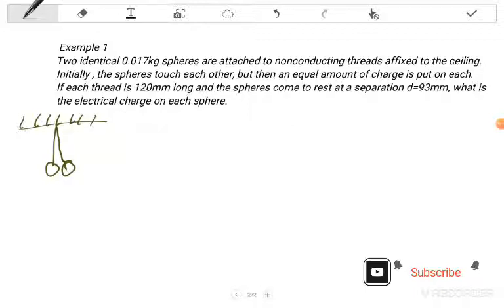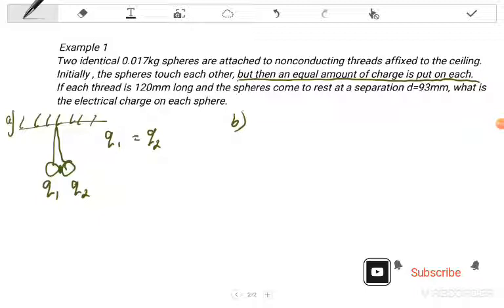Initially the spheres touch each other. Let's call this A and this B. Initially the spheres touch each other, meaning that here they touch. For B, we're going to see what's happening with the spheres. It says that an equal amount of charge is put on each, so here we have Q1 and here we have Q2. That statement, an equal amount is put on each, means Q1 equals Q2.